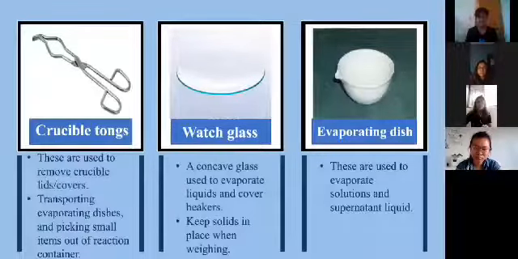Next is the crucible tongs. They are used for removing crucible lids, transporting evaporating dishes, and picking small items out of reaction containers. Next is watch glass. Chemists use these slightly concave pieces of glass to evaporate liquid and cover beakers during sample processing. They are also used to keep solids in place when weighing.